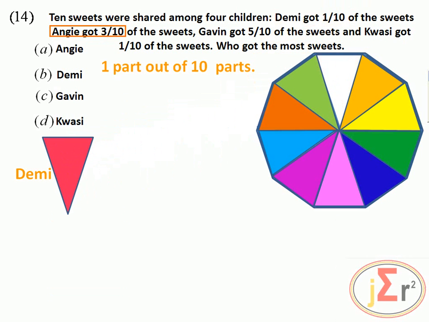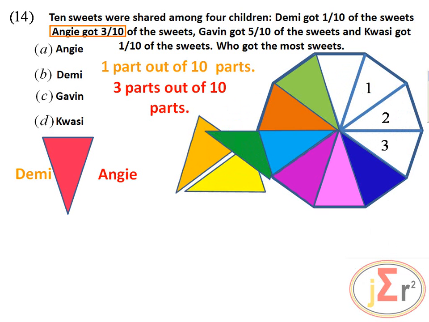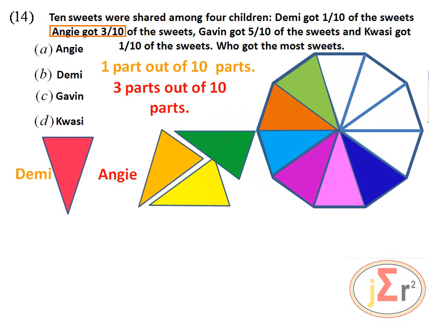What about the other one? Angie got 3 parts. So 3 parts out of 10 parts, or 3 parts out of 10 equal parts. Angie, you need your 3 parts. There we have 3 of them. Those are your 3 parts out of 10 equal parts.